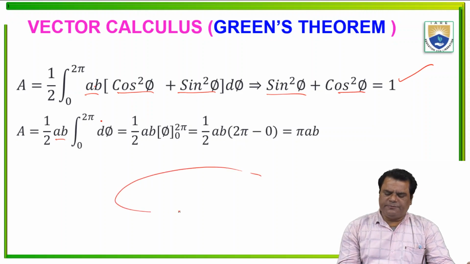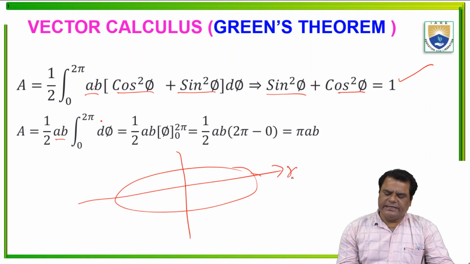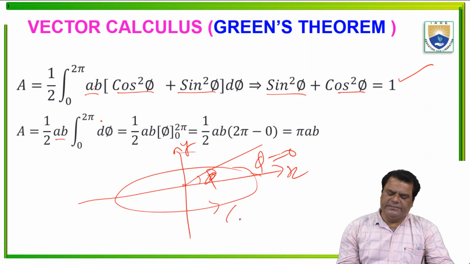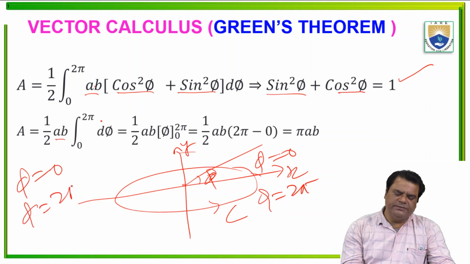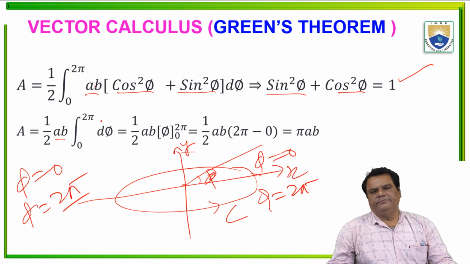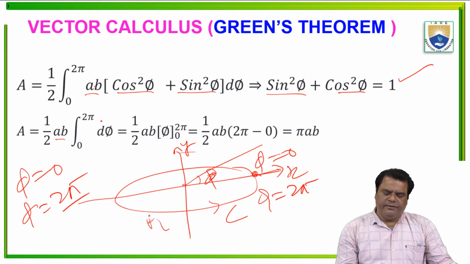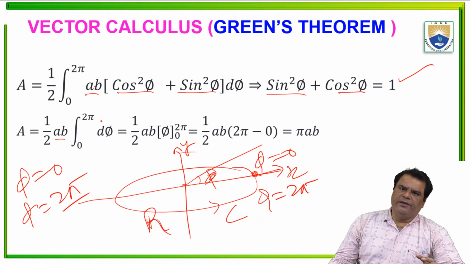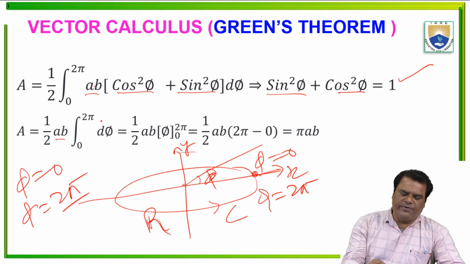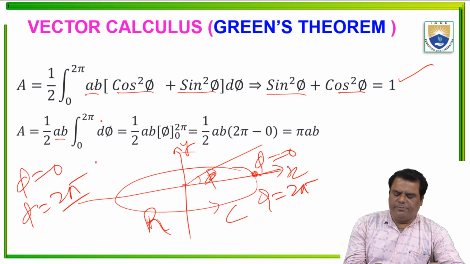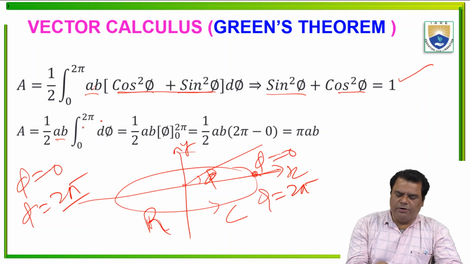What is the region? The region is the ellipse. This is the x axis and this is the y axis, and this is any angle φ. φ starts at 0, and after completing one cycle it is 2π. So the minimum value of φ is 0 and the maximum is 2π. After the complete closed curve, starting from the x axis where φ is 0 and ending where φ is 2π. So the region is an ellipse, and the limits run from 0 to 2π. ab is common, and only dφ remains.